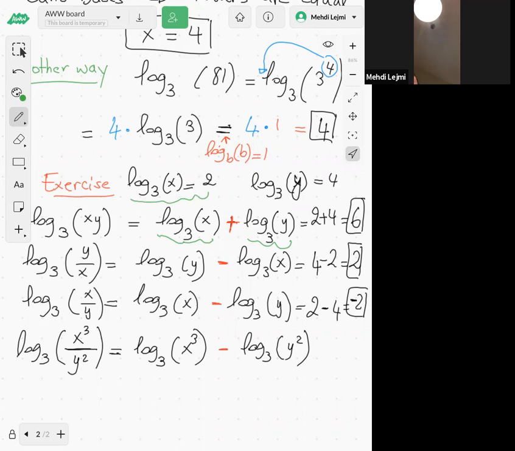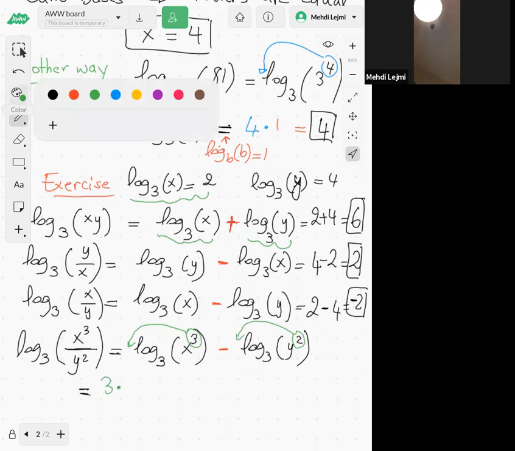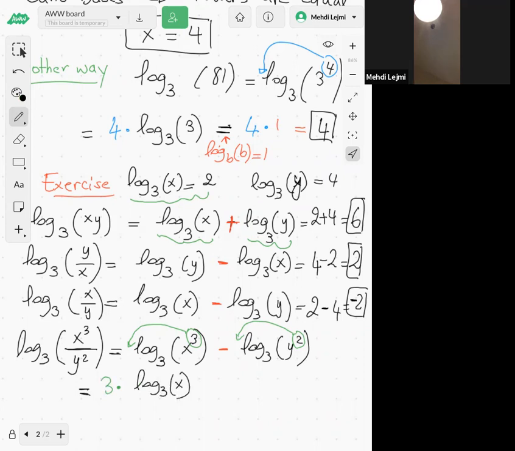But what I can do here, because it's log of x cubed, I can put down this power of x in front of the log. And the same here for this square. I can put the 2 in front of the log here. So that would be 3 times log in base 3 of x minus 2 times the log of y in base 3.